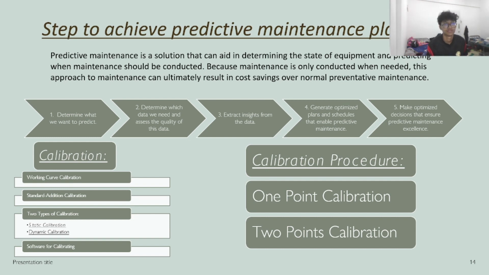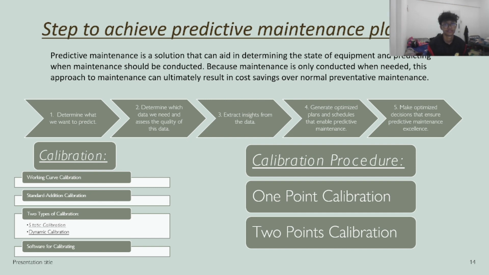There are a few steps that we have conducted. The first step was to determine what we want to predict. The second step is to determine which data we need and assess the quality of this data. The third step is to extract insights from this data. The fourth step is to generate optimized plans and schedules that enable predictive maintenance. And the fifth and final step is to make optimized decisions that ensure predictive maintenance excellence.